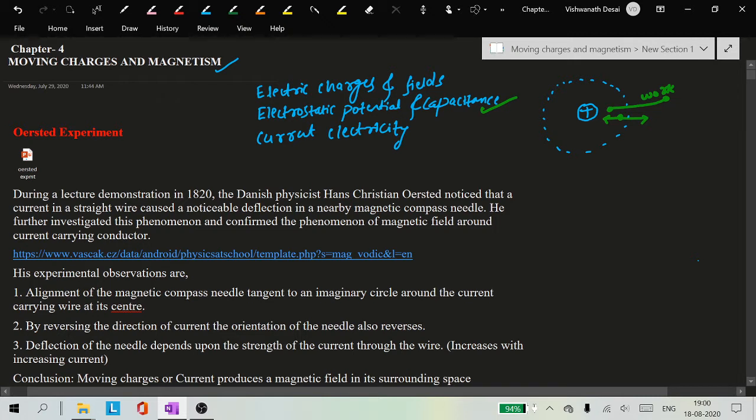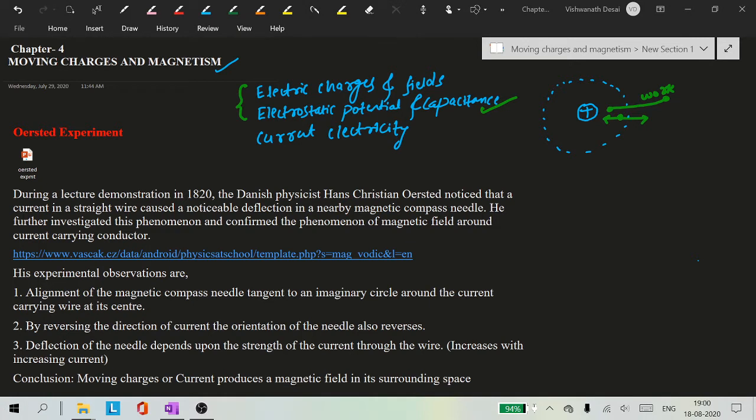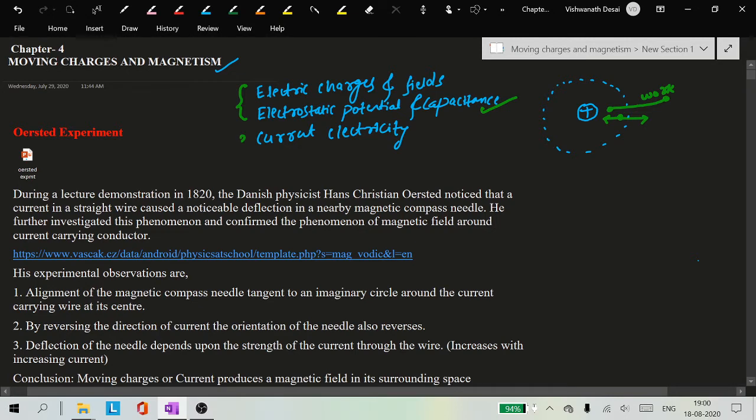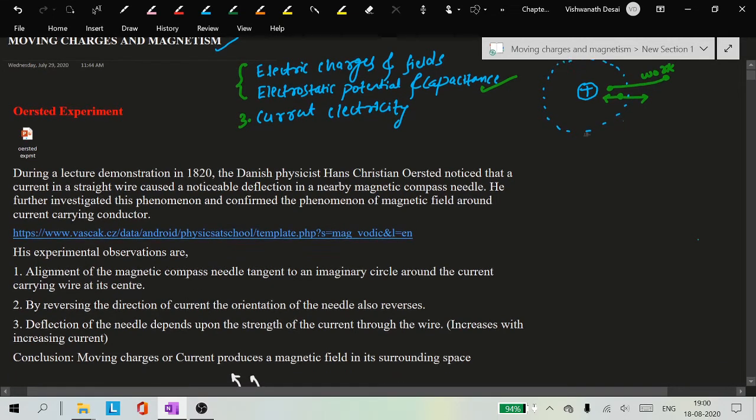And later we introduced the concept of a capacitor. It is a device used for storing charges. These two chapters together are called electrostatics, where the charges were at rest. But in the third chapter, the charges were now in motion. When the charges move, that constitutes a current.